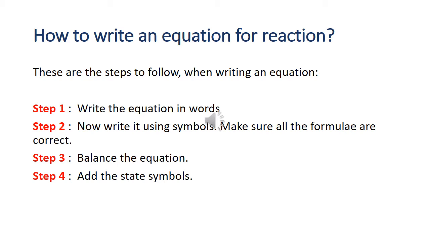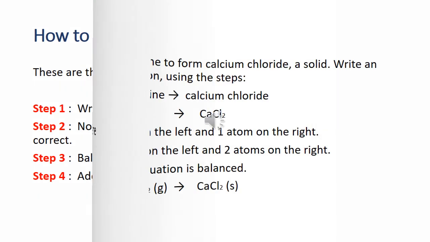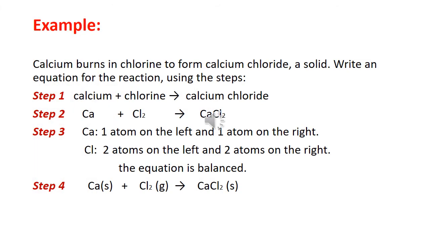And last, step number 4, add the state symbols, which means which state it belongs to, that is solid state, liquid state or gaseous state. See an example. Calcium burns in chlorine to form calcium chloride, a solid. Write an equation for the reaction. So using the 4 steps, we shall write the equation for this reaction. So calcium plus chlorine gives calcium chloride.